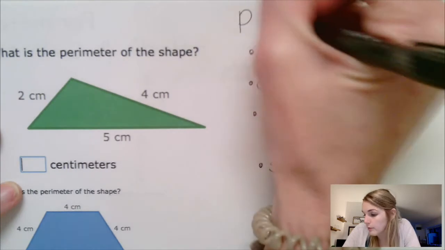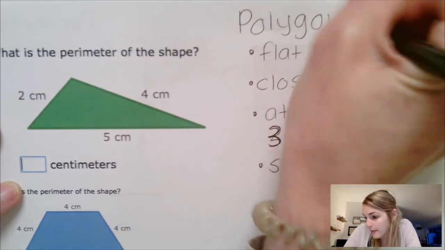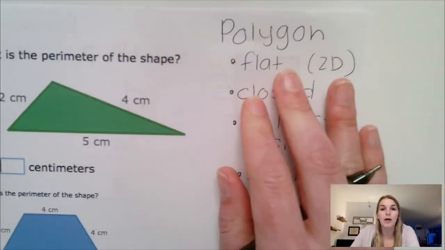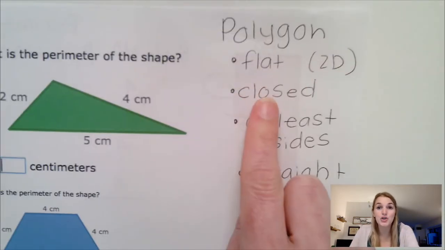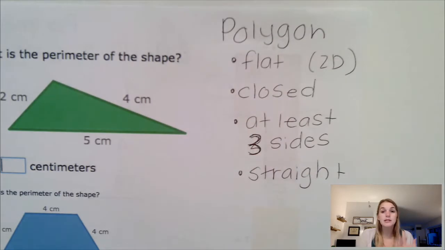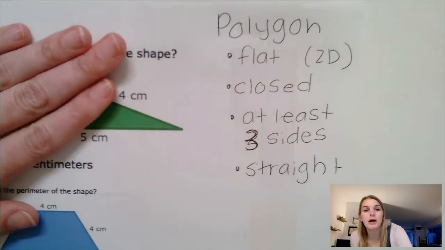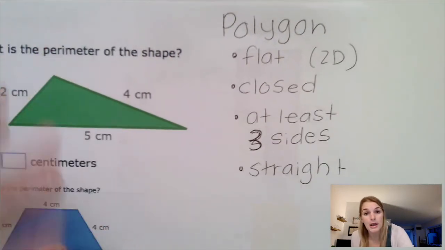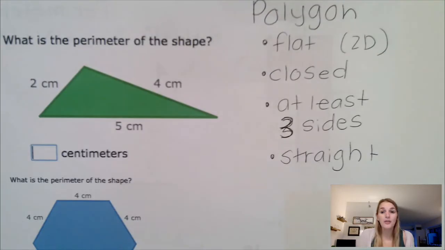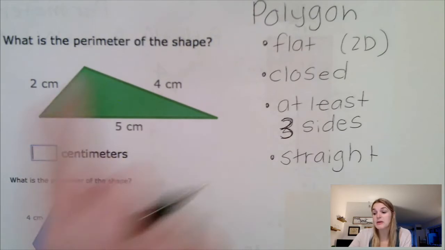Now, polygon. The characteristics a polygon has: it has to be flat. It's a 2D shape, so it's not something that you can hold. It's always going to be a drawing or shape on paper. Another characteristic of a polygon is it has to be closed.